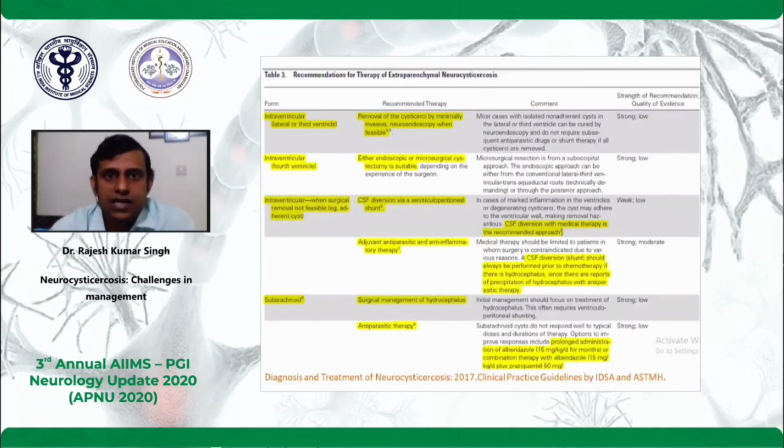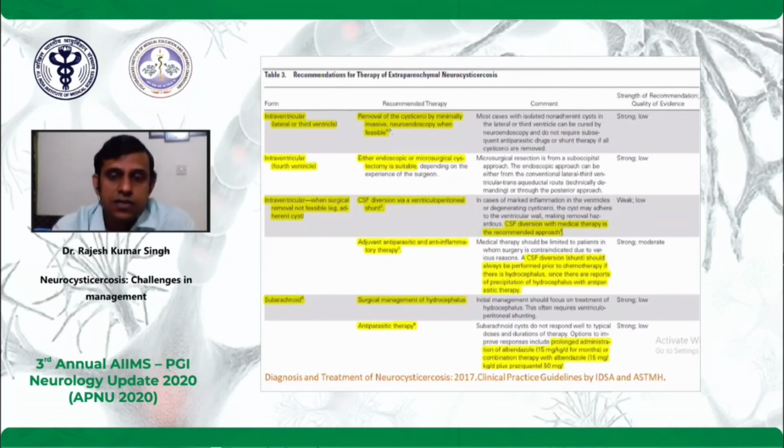This is the IDSA guidelines. We have talked about the parenchymal part, but now the recommendations for therapy of extraparenchymal NCC. For intraventricular, that is the lateral and third ventricle, a minimally invasive neuroendoscopy approach is the better approach. For the fourth ventricle, we can go for either microsurgery or endoscopic. When the intraventricular cyst is not removable, when it is adhered, then we can give antiparasitic and anti-inflammatory therapy. The subarachnoid ones are more difficult to treat, and they usually require prolonged therapy.